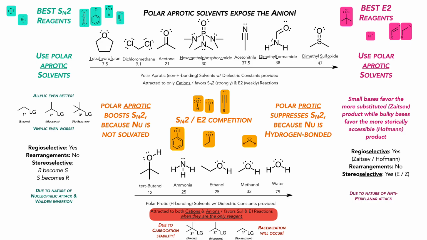Meanwhile, polar protic solvents do hydrogen bond to anions, and they trap them in a thick solvent cage. This destroys nucleophilicity, completely suppressing SN2. But protic solvents also stabilize carbocations. So they enable SN1 and E1 when the substrate already favors that pathway.